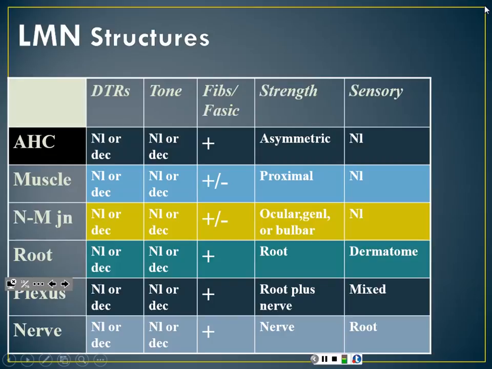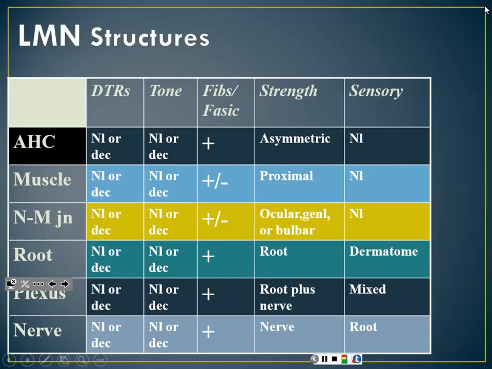We look at muscle disease. Muscle tends to get proximal weakness. That's the pattern. It's going to be more generalized. We look at the neuromuscular junction, and we'll talk more about this in detail later, but you get two main patterns.